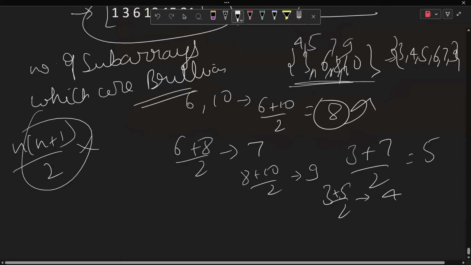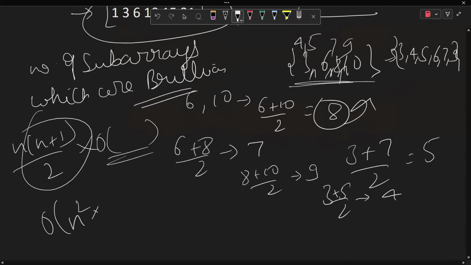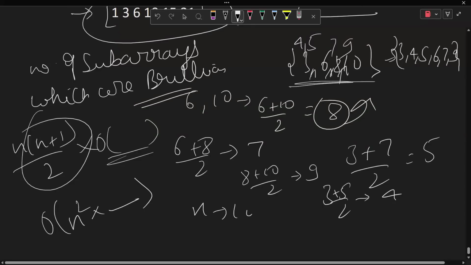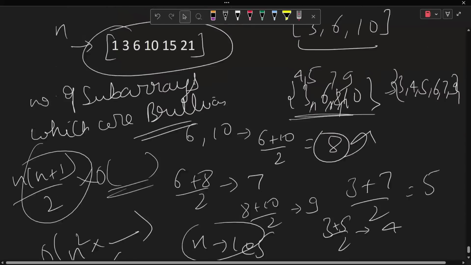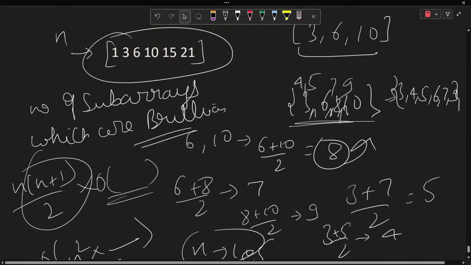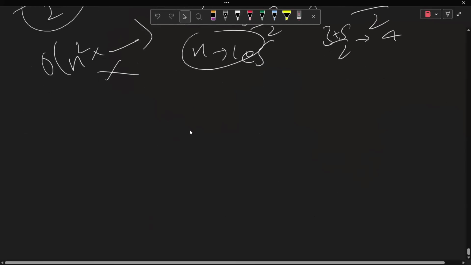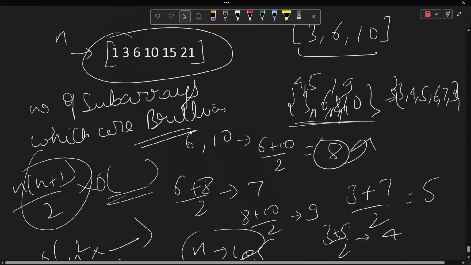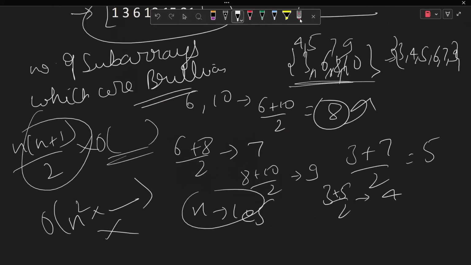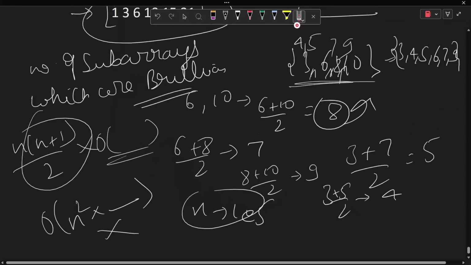Even if you can derive some way of checking in O of anything, it would still be O of n square into something, and n is up to 1e5. So this would not work in any way. So you need to devise some way to count the number of subarrays without individually checking every subarray. Okay, so let's jump to the logic straight away. I had to think a lot to come up with this logic, so it is not very easy and intuitive to think. But okay, I'll jump to the logic.